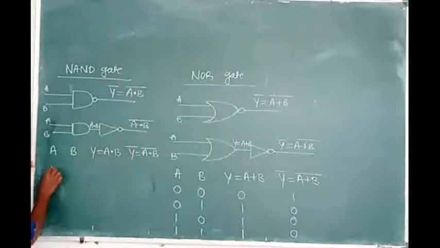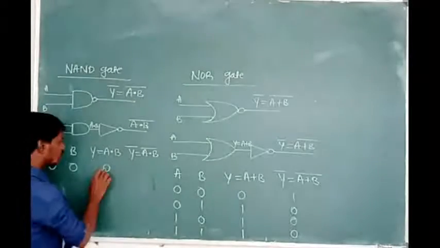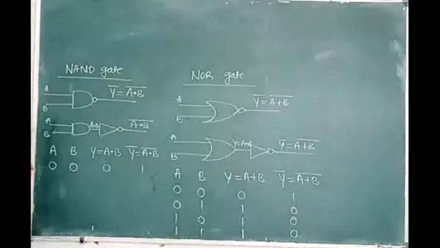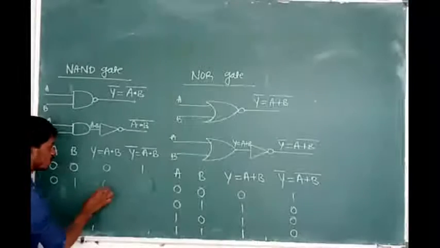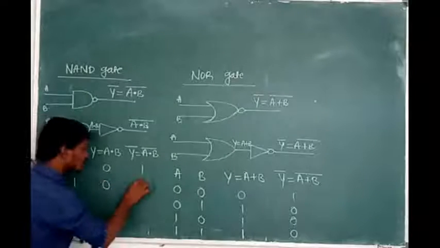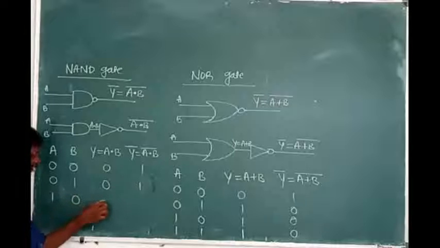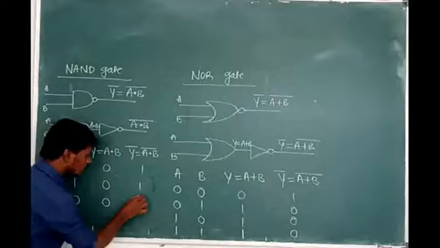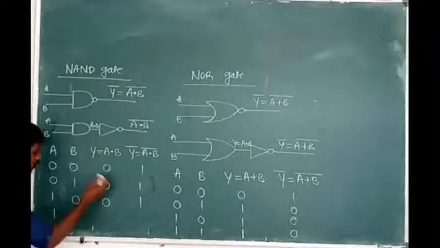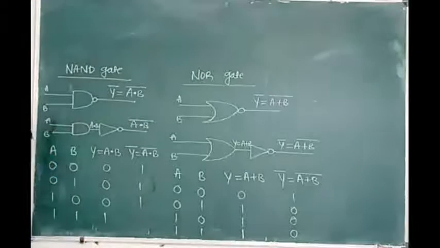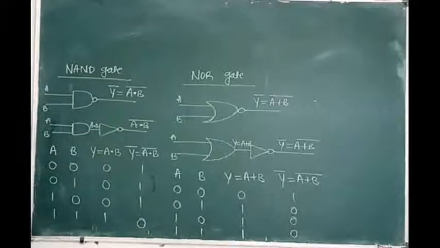So if A is 0, B is 0, 0 and 0 is 0. Then what is the complement of 0? That is 1. If A is 0, B is 1, 0 and 1 is again 0, but the complement of 0 is 1. If A is 1, B is 0, 1 and 0 is again 0, but the complement of 0 is again 1. If A and B are both 1, then the output of the AND gate is 1, but the complement of 1 is 0. Then it is the truth table for which gate here?